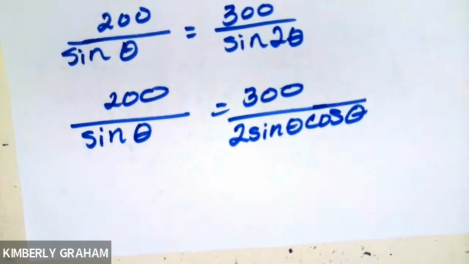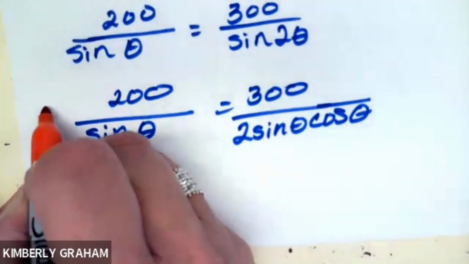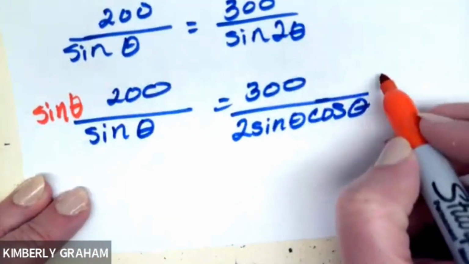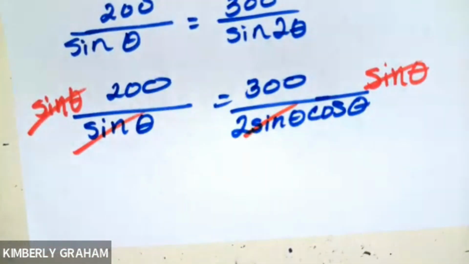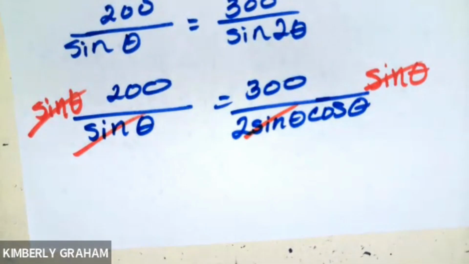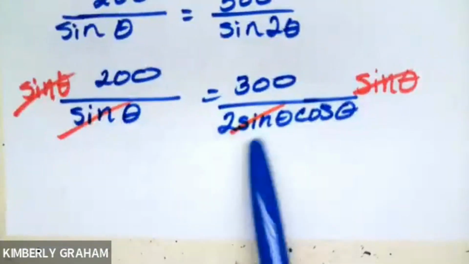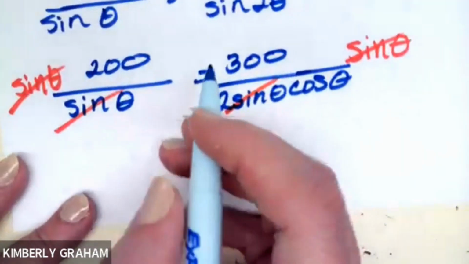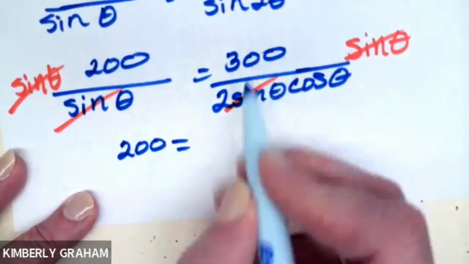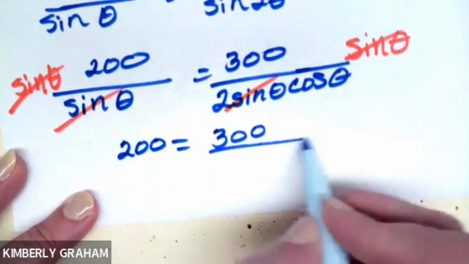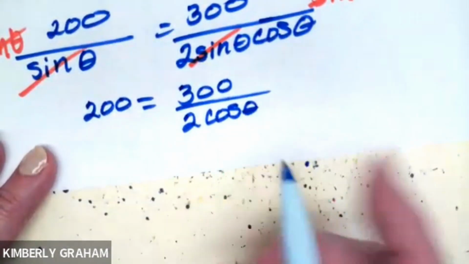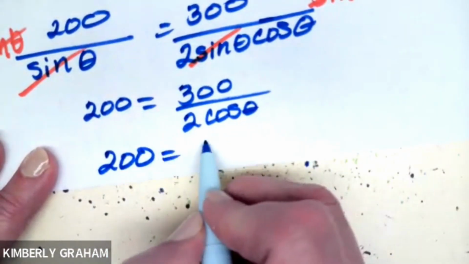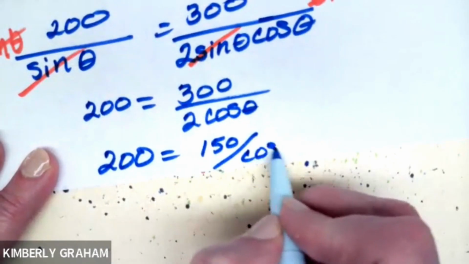I'm going to multiply both sides of my equation by just sine theta. So multiply this side times sine theta, this side times sine theta, and my sine thetas all cancel out. Now, you probably could have just canceled the sine thetas out if you wanted to. So over here on the left-hand side, you're going to have 200. And on the right-hand side, you have 300 divided by 2 cosine theta. I'm going to go ahead and simplify this. So I have 200 equals 150 over cosine theta.